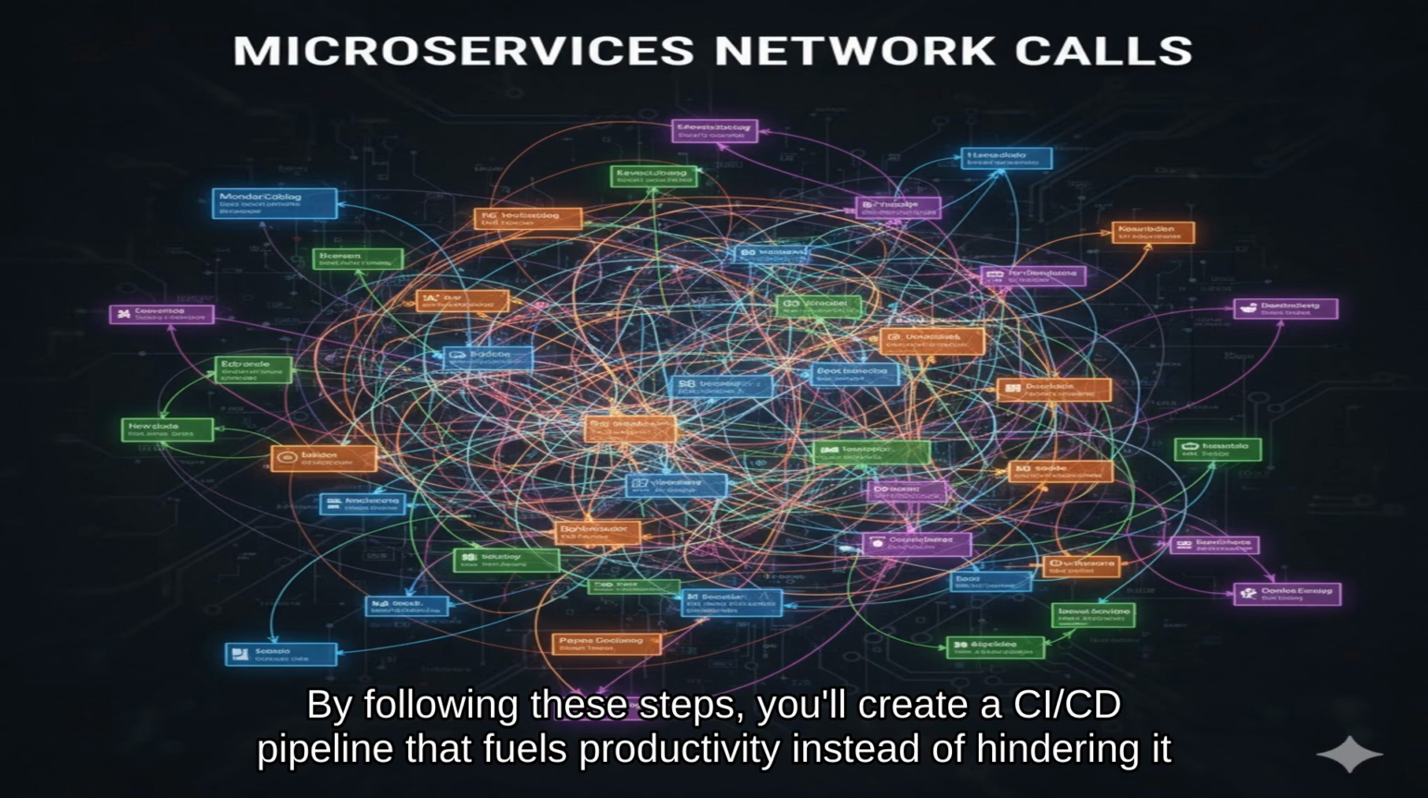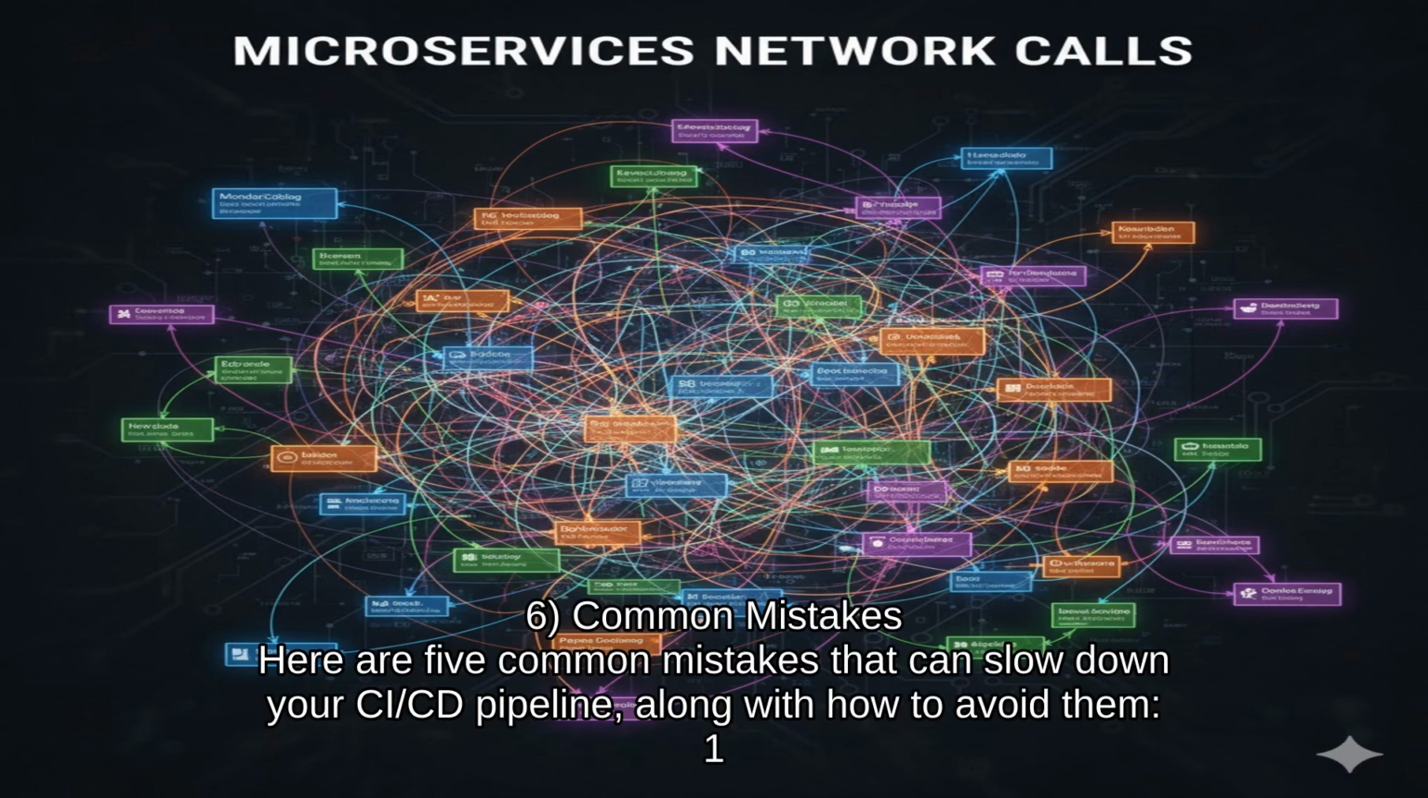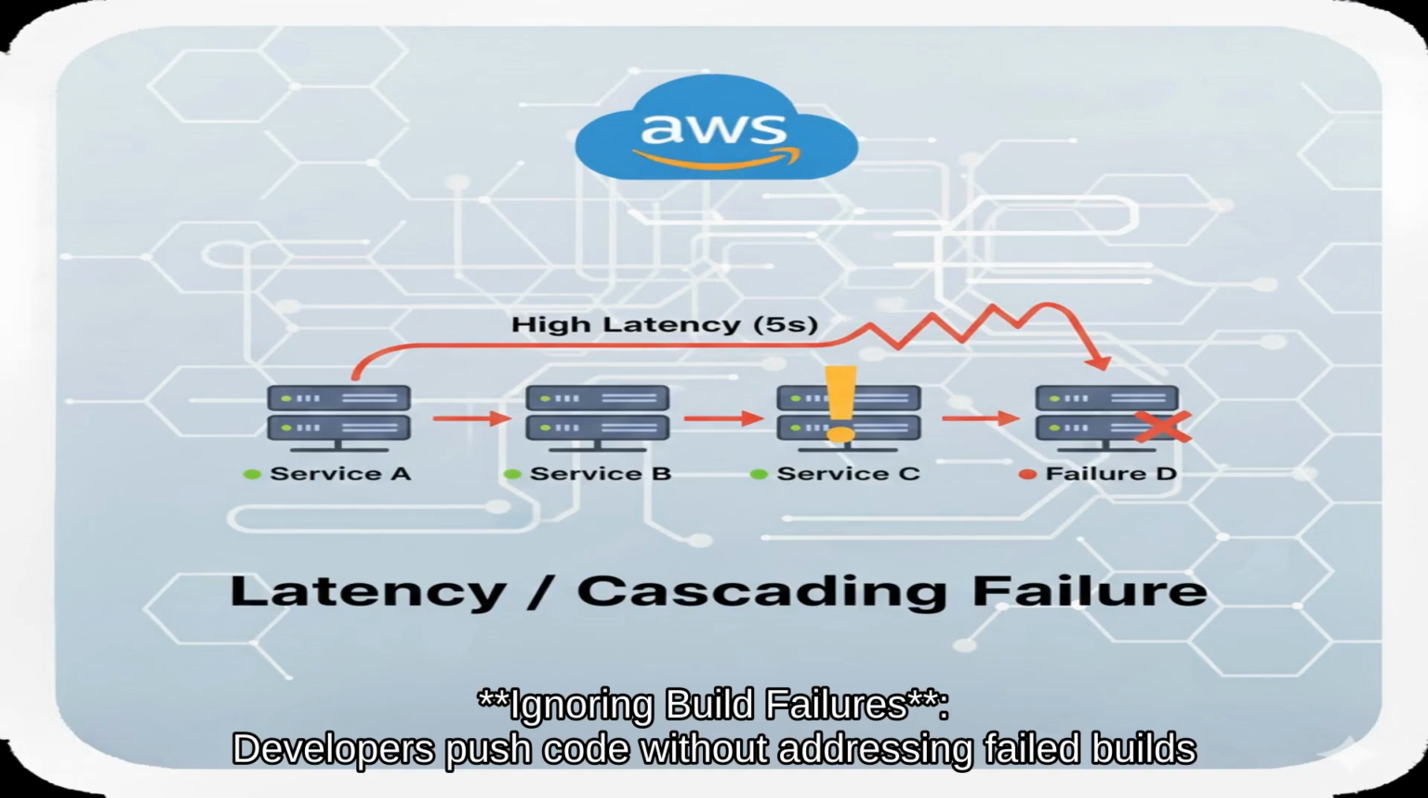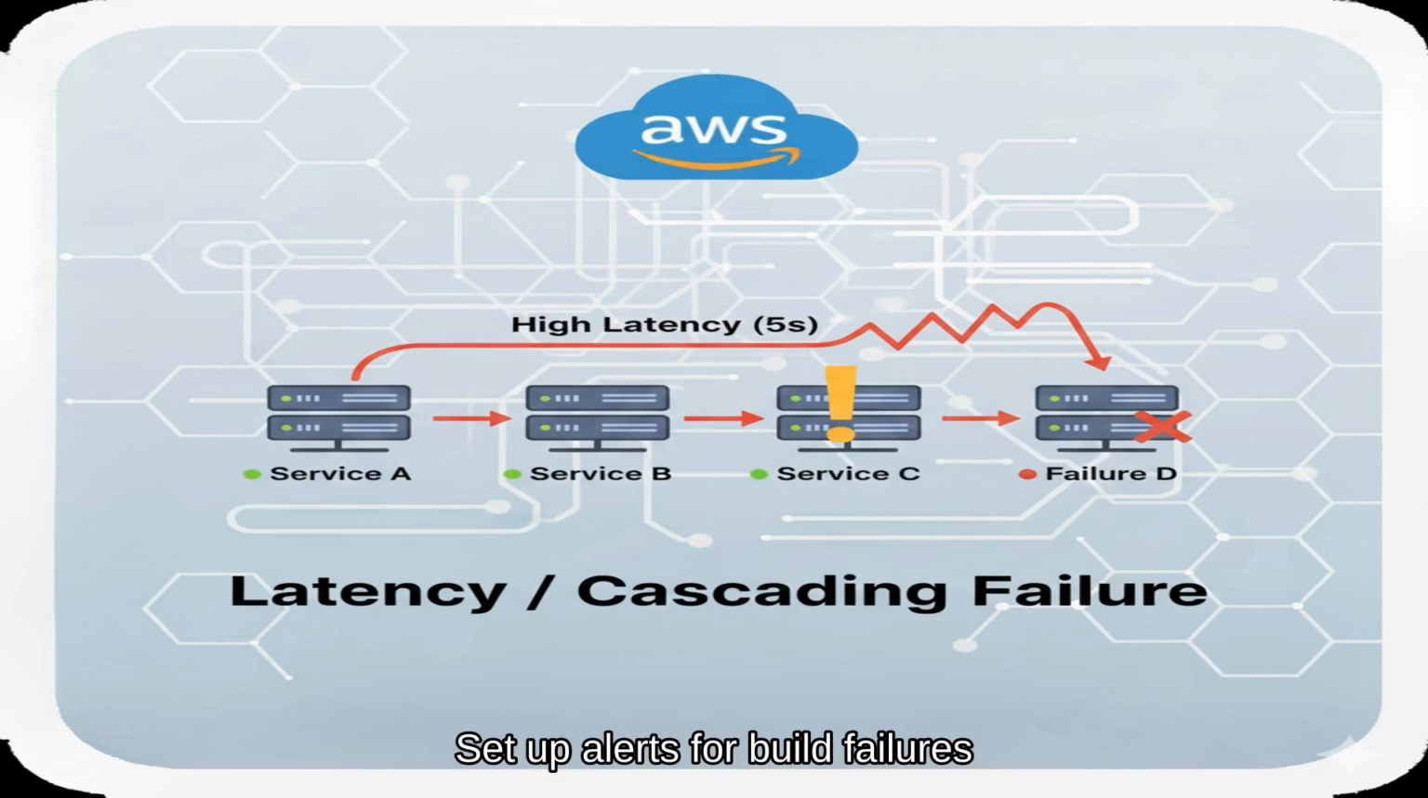Common mistakes. Here are 5 common mistakes that can slow down your CI/CD pipeline, along with how to avoid them. 1. Ignoring build failures. Developers push code without addressing failed builds. Set up alerts for build failures. Make fixing them a top priority.